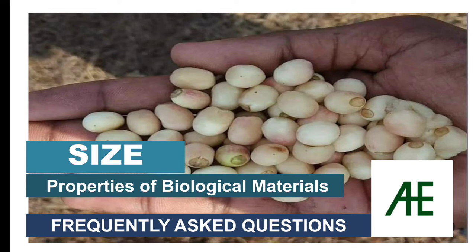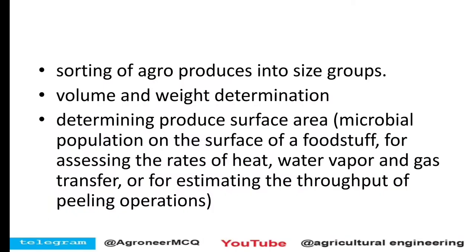Today we are going to see the second topic of engineering properties of biological material, which is size. So let's see what factors we have to consider while determining the size of grain. Why should we know the size of grain particles? It is for sorting of agro products into size groups. As I said, sorting is based on a single physical property. Here the size is the physical property required for sorting of agro produce.